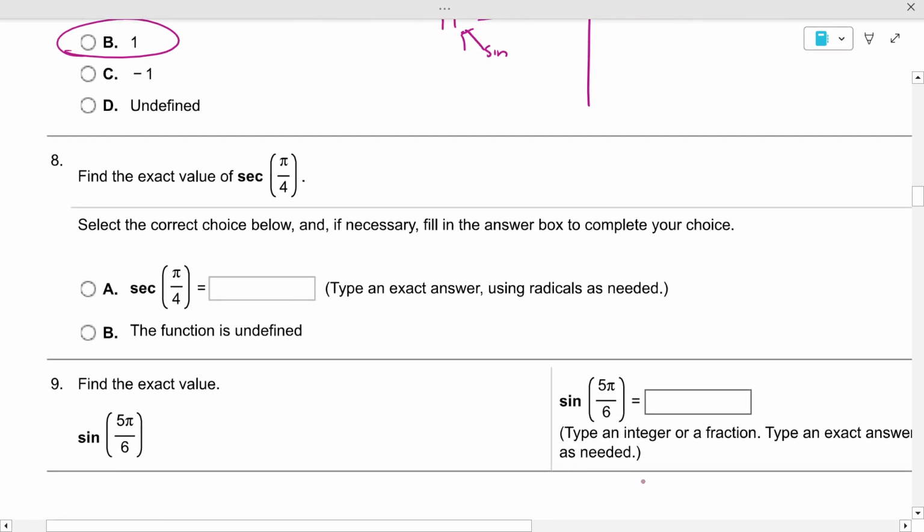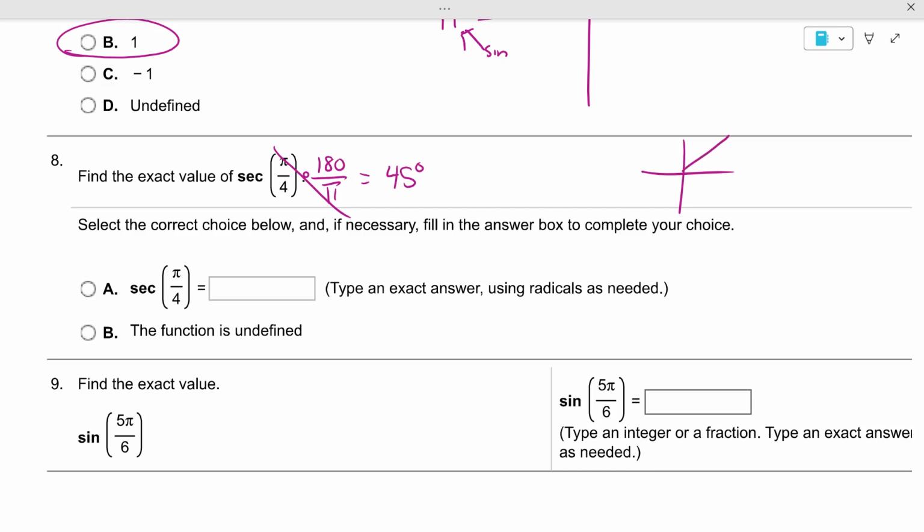Secant of pi over 4. So pi over 4 times 180 over pi. Pi's cancel. 180 divided by 4 is 45 degrees. So here's our 45, 45, 90 triangle, where this is 1, this is square root of 2 over 2, and this is square root of 2 over 2. And we want to find the secant of that.